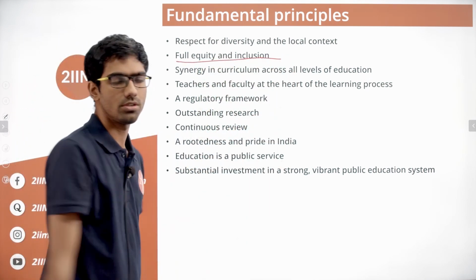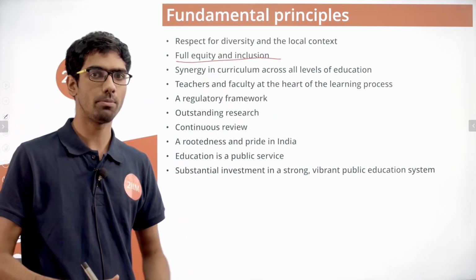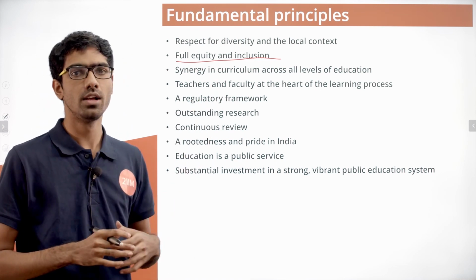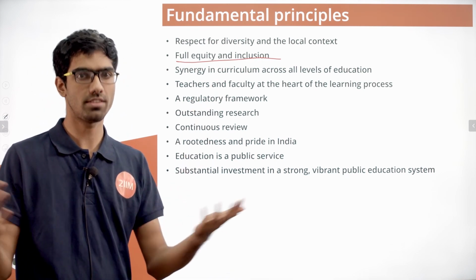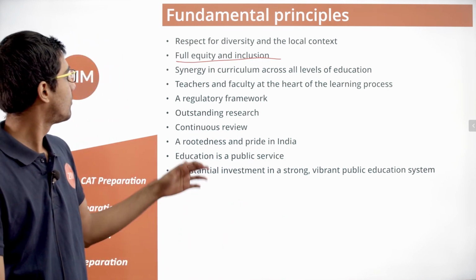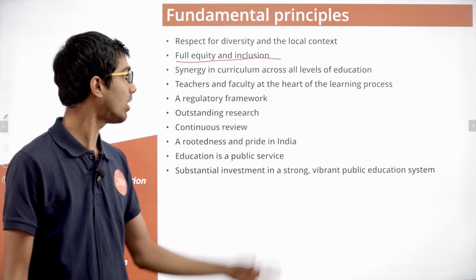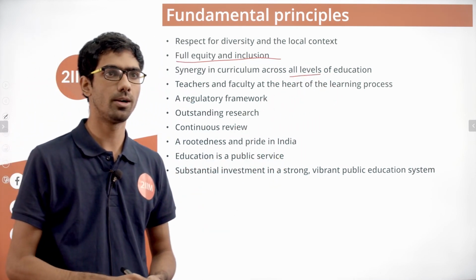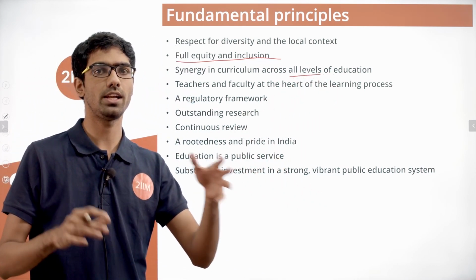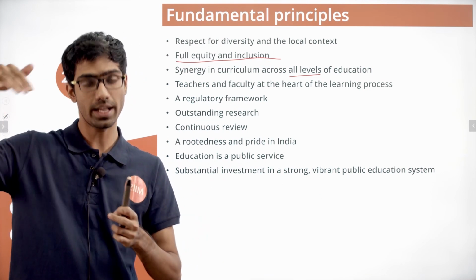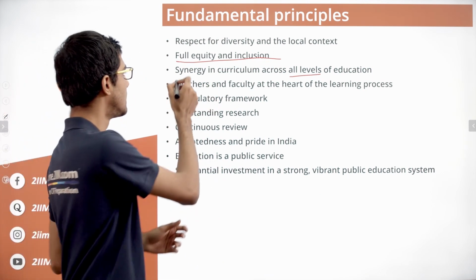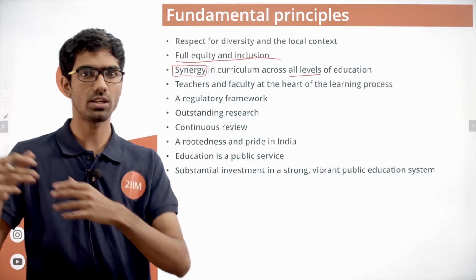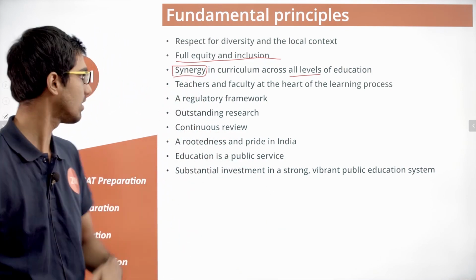Full equity and inclusion. So this is something that different parties in power have always laid out. This is one aspect that we can argue has gained bipartisan support in our country. Synergy in curriculum across all levels of education. What is all levels? That is the most crucial aspect here. All levels is the primary, pre-primary, and then secondary, higher secondary, and then higher education levels. So there should be some amount of synergy, meaning some level of connection between what we learn in school and what we learn in college and what we learn in further research areas, etc.